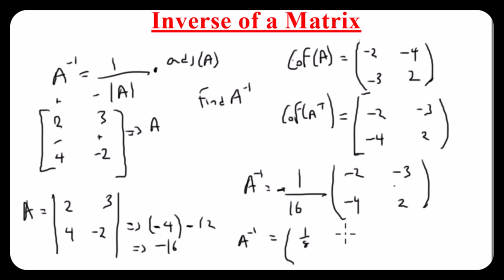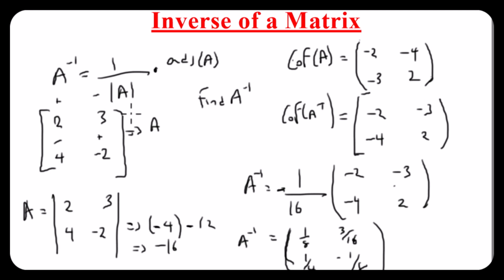Then 3 over 16 becomes positive, because negative and negative multiplied together becomes positive. And for the row below, I'll be having 1 over 4, and for this one, I'll be having minus 1 over 8. So this is the inverse of the matrix.